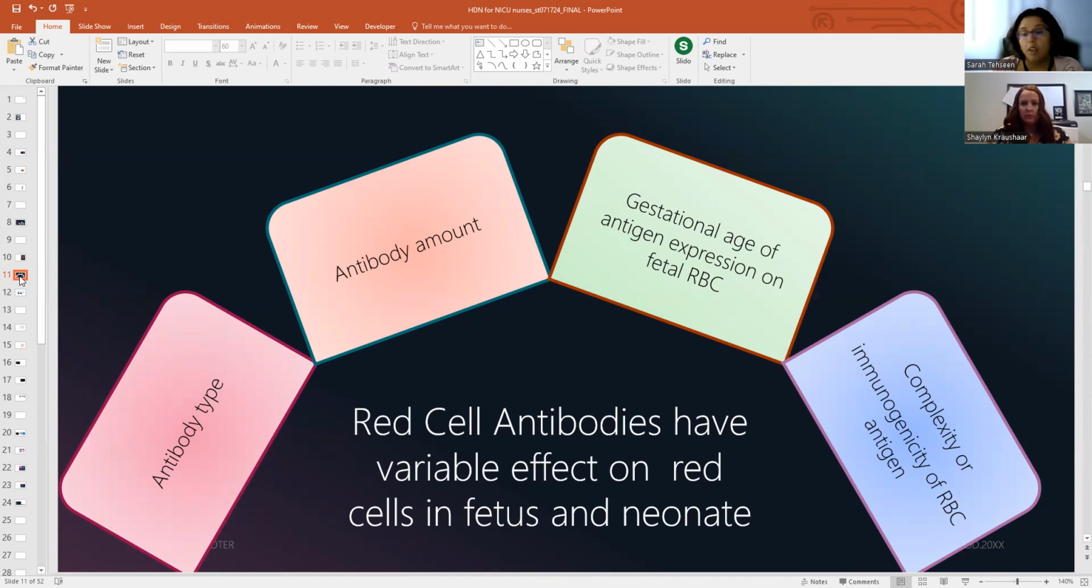And then we talked about it, right? Like the complexity or immunogenicity of the red cell antigen. So because of that, in transfusion medicine, we have a very good understanding of which red cell antibodies are problematic for pregnancy and which are not. And when we are putting out our recommendations, we are very cognizant of that.